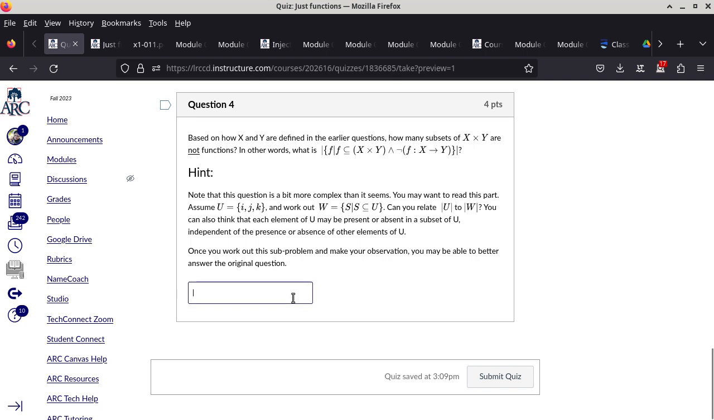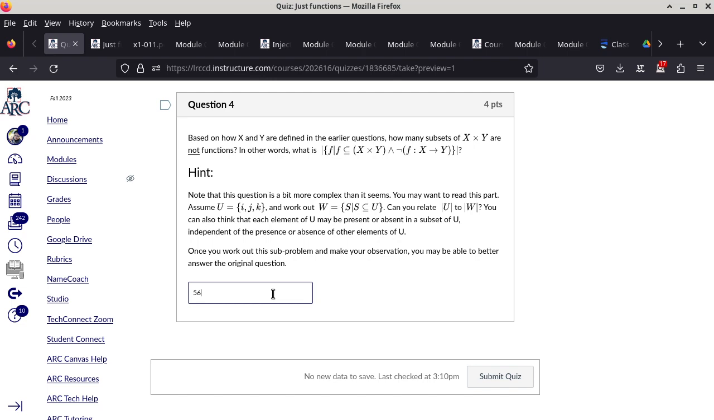So what I did, I said, oh, okay, since we need A, B, and C to each be mapped to at least one element in the codomain for it to be a function, then we would just subtract 2 to the 6th power minus 2 to the 3rd power. And the answer, I think, would be 56? Yep, 56 should be the correct answer.